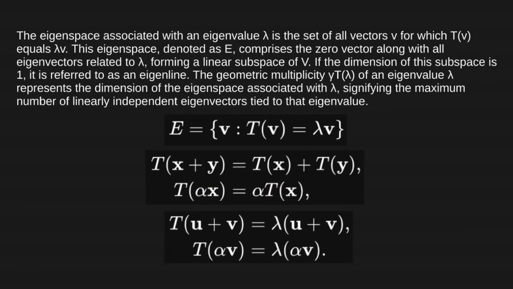The eigenspace associated with an eigenvalue lambda is the set of all vectors v for which T(v) equals lambda v. This eigenspace, denoted as E, comprises the zero vector along with all eigenvectors related to lambda, forming a linear subspace of V. If the dimension of this subspace is 1, it is referred to as an eigenline. The geometric multiplicity of an eigenvalue lambda represents the dimension of the eigenspace associated with lambda, signifying the maximum number of linearly independent eigenvectors tied to that eigenvalue.